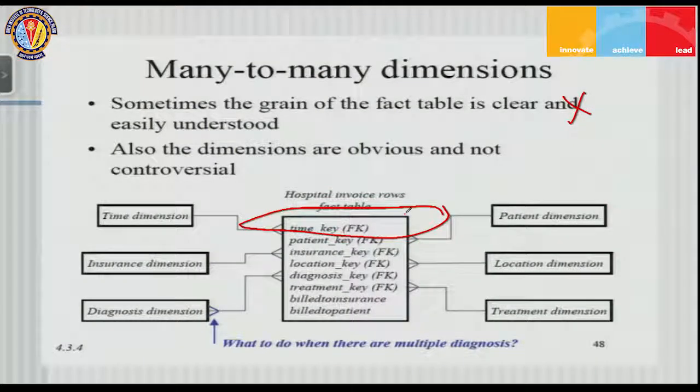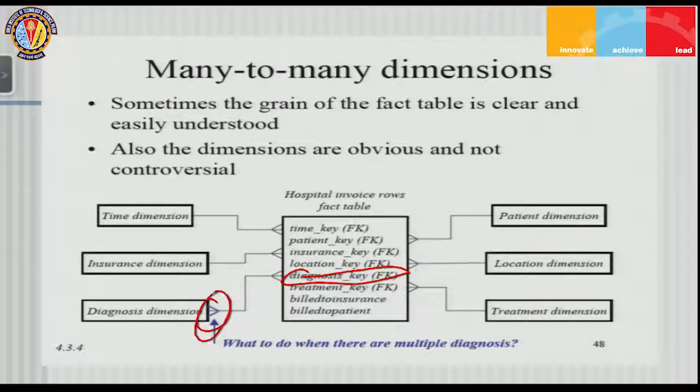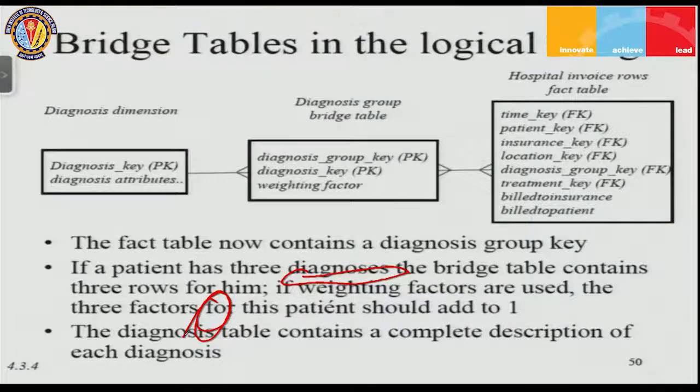So what we do is, let me clear this annotation here. Sometimes the grain of the fact table is clear and easily understood, and the dimensions are obvious and not controversial. But you can see here, if I include this diagnosis dimension, there are multiple values. This crow's feet towards the diagnosis dimension tells me that this is not a desirable modeling situation. So what we do is we include a bridge table again. Now you can see where this bridge table is sitting. It is sitting between the diagnosis dimension and the fact table.